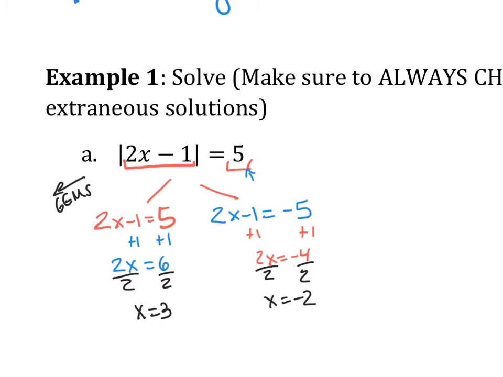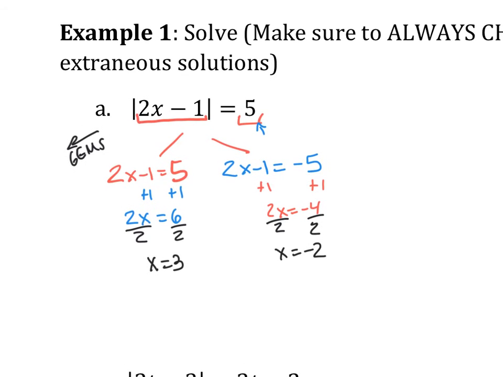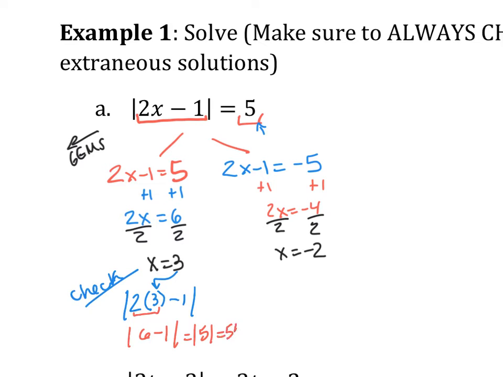So we do have to check our answers still, so that just means we plug them in. So we're going to check. We'll do absolute value of 2 times 3, just plugging in that x value, minus 1, and see what that equals. So the absolute value of, do this multiplication, 6 minus 1, which will be the absolute value of 5, which is 5. So that one's good, x equals 3 is a solution.